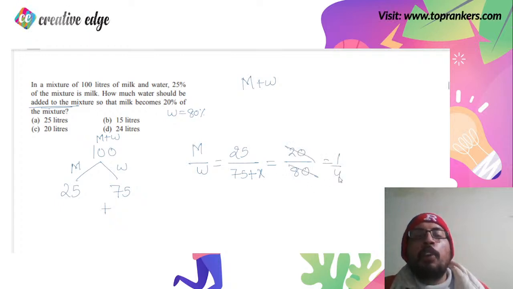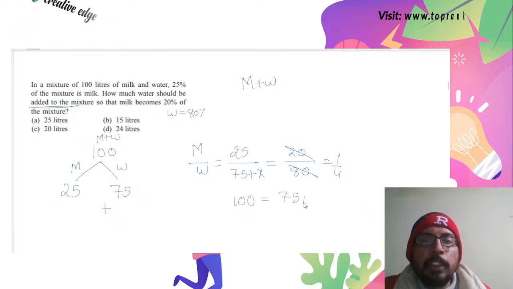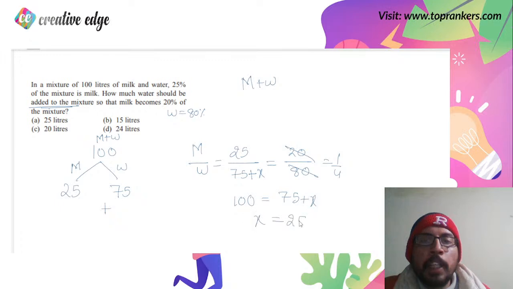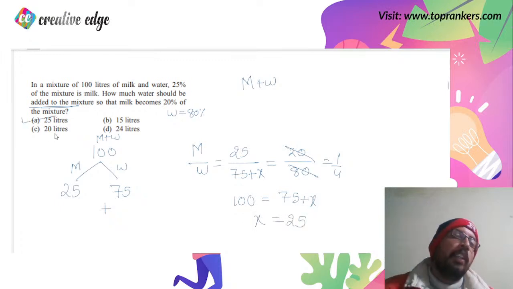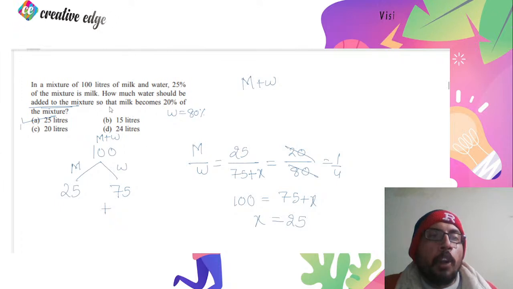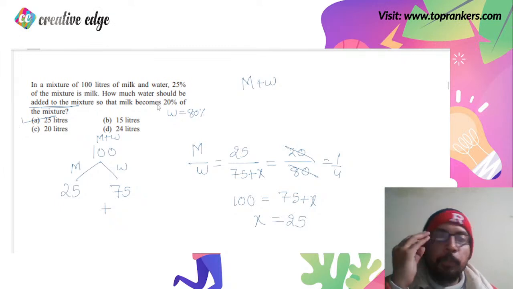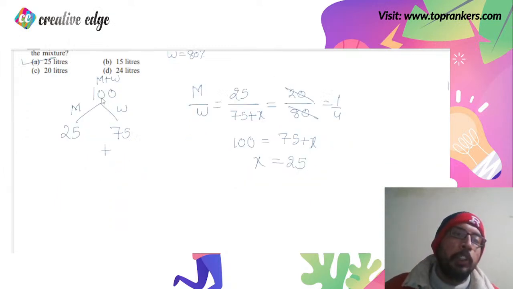Now I will cross multiply both. So I will get 4 into 25, which is 100, equal to 75 plus X. So X is going to be 25. So the correct answer is 25 here. That means you should be adding 25% of water in order to make the percentage of milk 20% in the mixture. So I hope you have understood this question.